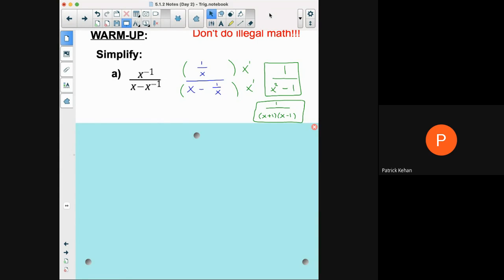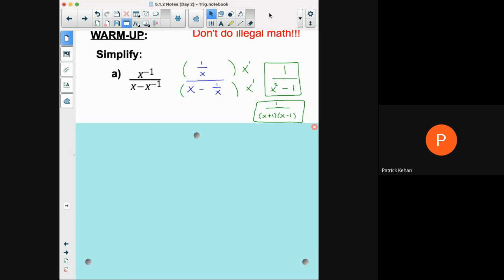So we're starting section 5.1.2. This is the warm up. I believe there were a few questions in the assignment last night. So we have x to the negative first divided by x minus x to the negative first. This can appear pretty overwhelming at first.